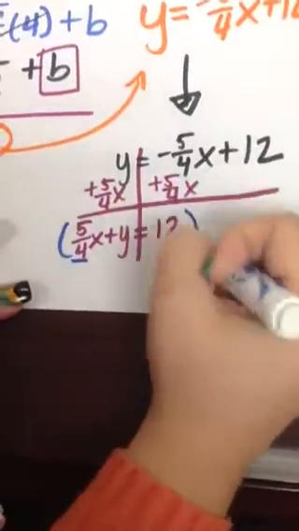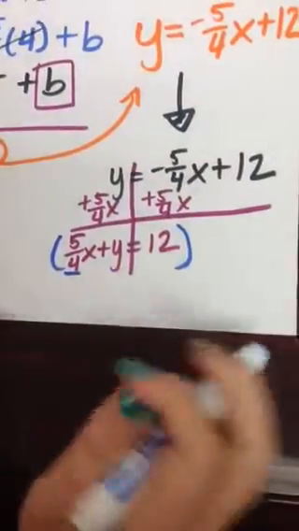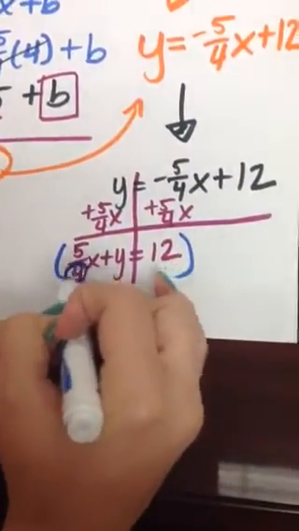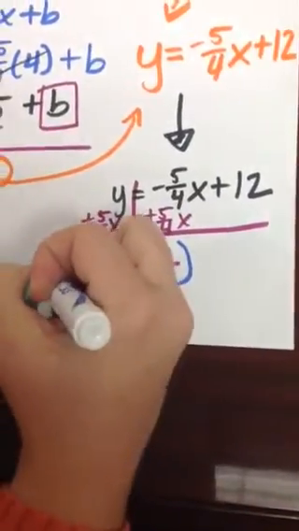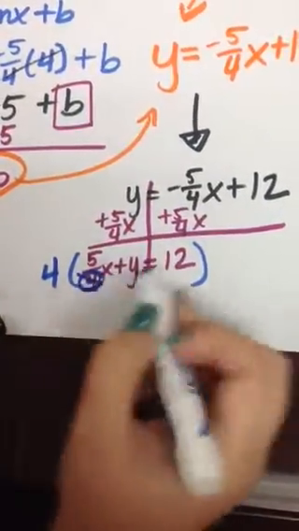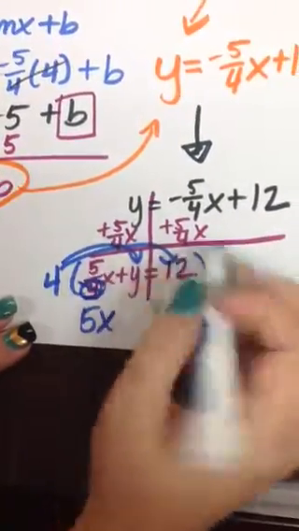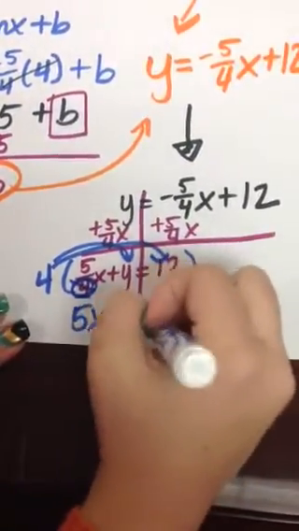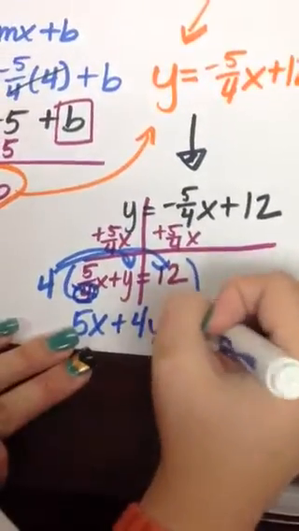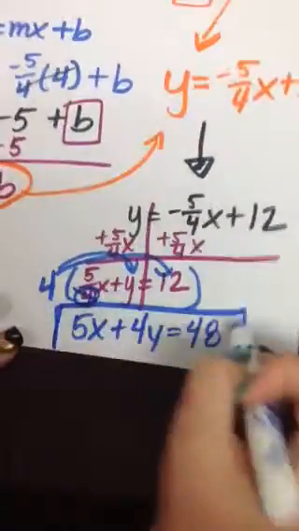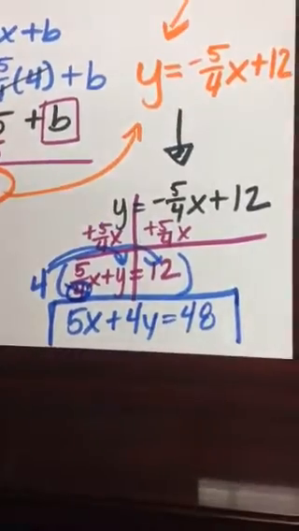No. So you put your parentheses around, you pull out what you want to get rid of. To get rid of a fraction, you always pull out your denominator. So you pull out your 4. This cancels it out, leaving you with 5x, but you have to distribute it. 4 times y is 4y. 4 times 12 is 48. That there's your final answer.